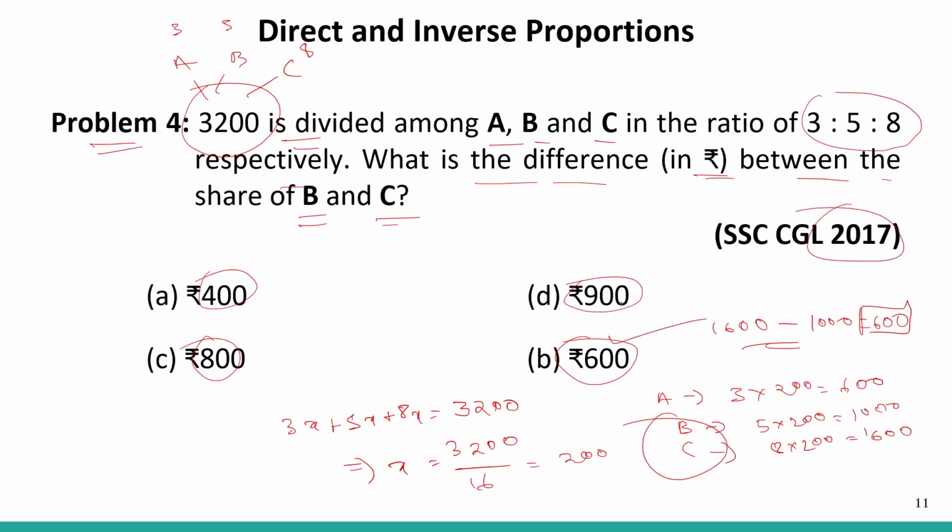So B is the only correct answer here. Answers D, A and C are incorrect. So 400 is incorrect, 800 is incorrect, and 900 is incorrect. The only correct answer here is 600.